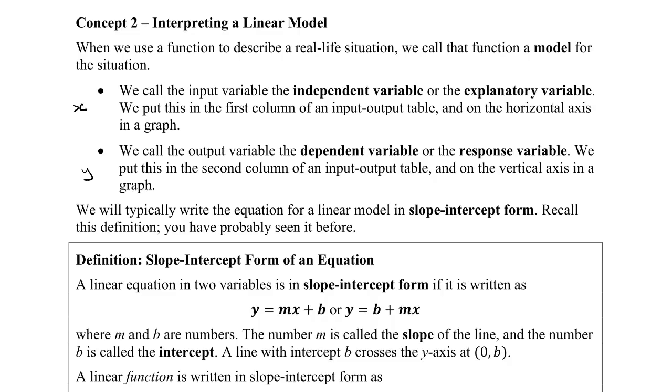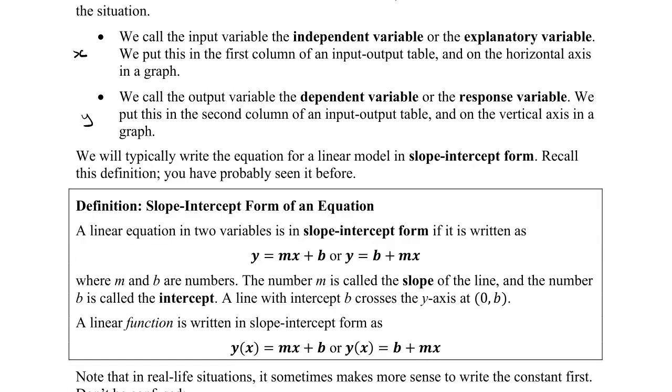When we have a linear model, its equation is a linear equation, and we'll usually write it in slope-intercept form. We've seen slope-intercept form before, written as y equals mx plus b. We can also write it as b plus mx. Remember, order doesn't matter in addition. Addition is commutative. So we can write the constant term first or the slope times the variable term first.